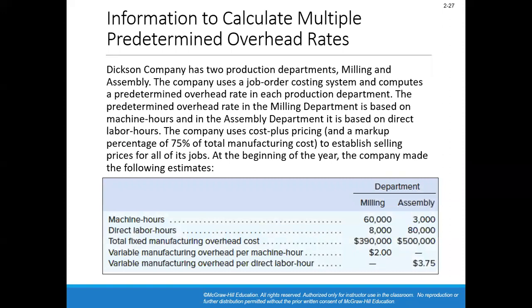Let's think that you have two departments, one is milling, another one is assembly. Your job has to flow through the milling department first, then to the assembly department last to become the finished job. So how can we determine the predetermined overhead rate separately for the milling department and for the assembly department? Why is it essential?